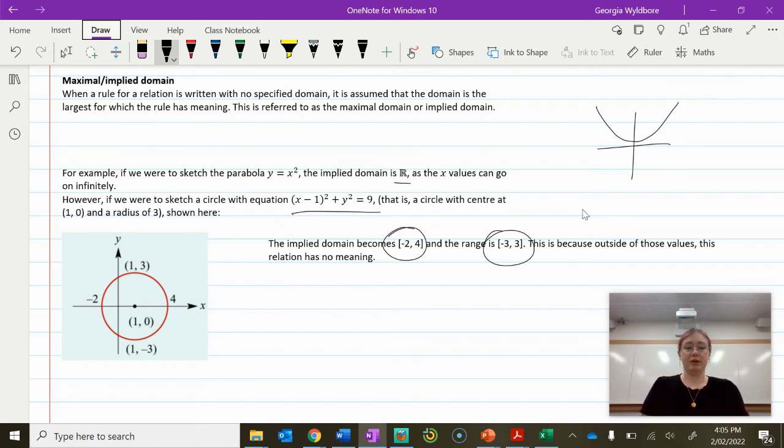Outside those values, anywhere past 4 going out that way in the x, the relation doesn't exist, right? There is no part of the relation that exists outside that. So the domain that is being implied by that equation is that x is between -2 and 4, and the y values are between -3 and +3. It literally cannot go outside those values because it has no meaning outside that.